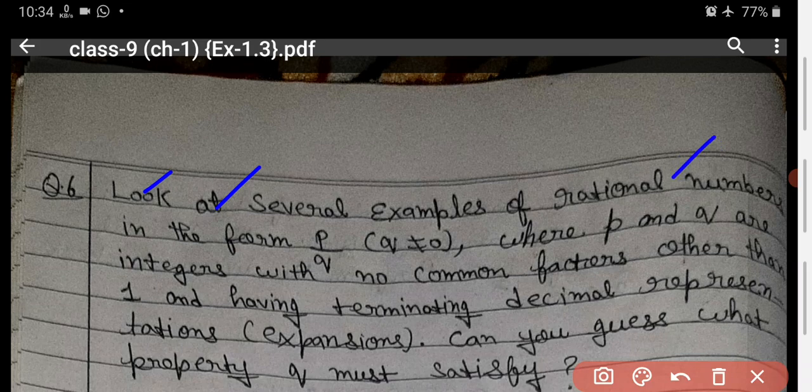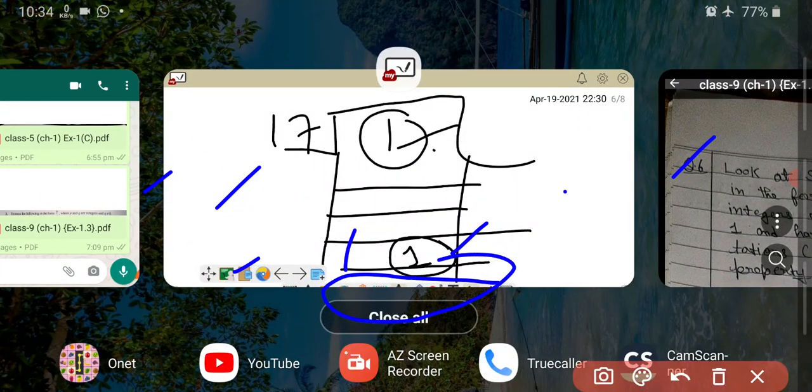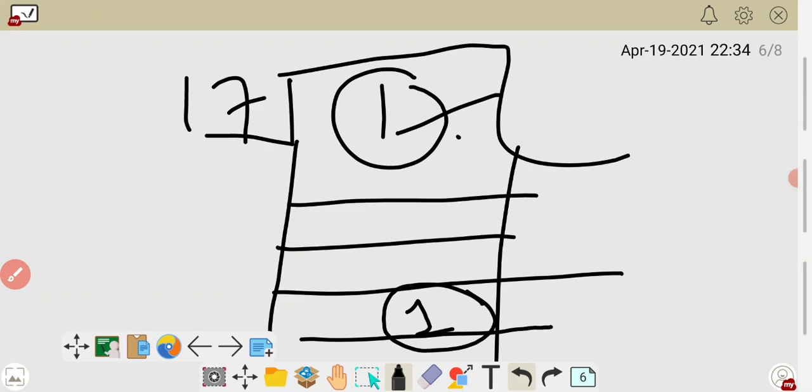of rational numbers in the form p by q, where q is not equal to 0, where p and q are integers with no common factor other than 1 and having terminating decimal representation. Can you guess what property q must satisfy? Okay, beta, I am going to explain this question in detail on the whiteboard. Just see, I take the next page.